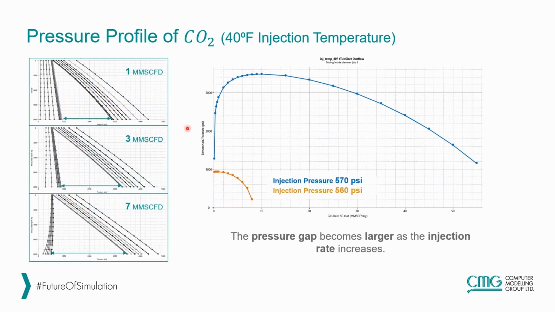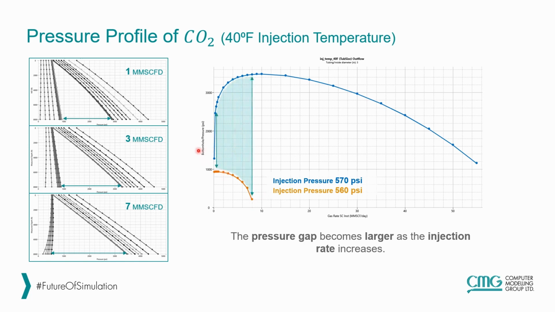Let's look at the effect of changing the rate on this pressure gap. Here on the left side, we are injecting at 1, 3, and 7 million cubic feet per day. And we see that as we increase the injection rate, the magnitude of the pressure gap at the bottom hole is also increasing. We can see that on the right-hand side plot as well.